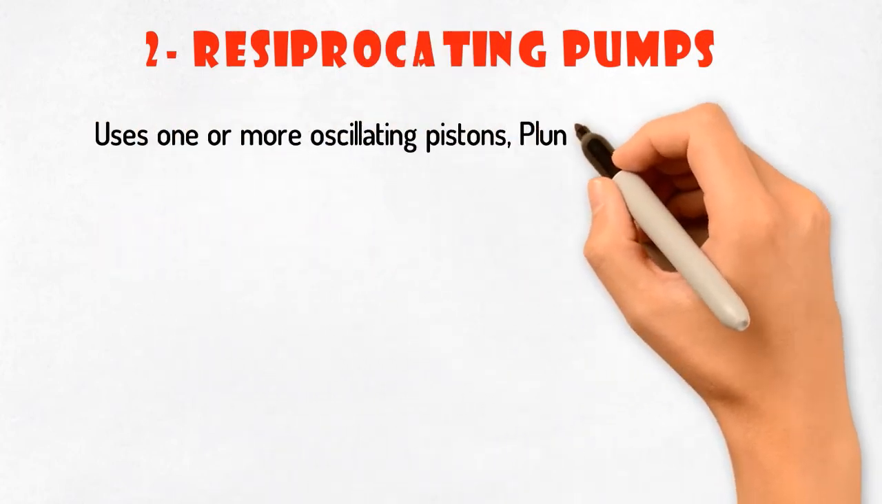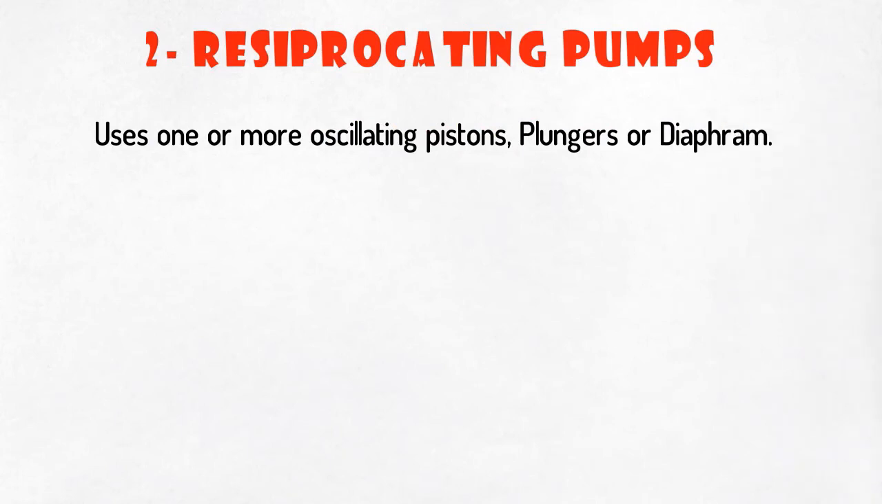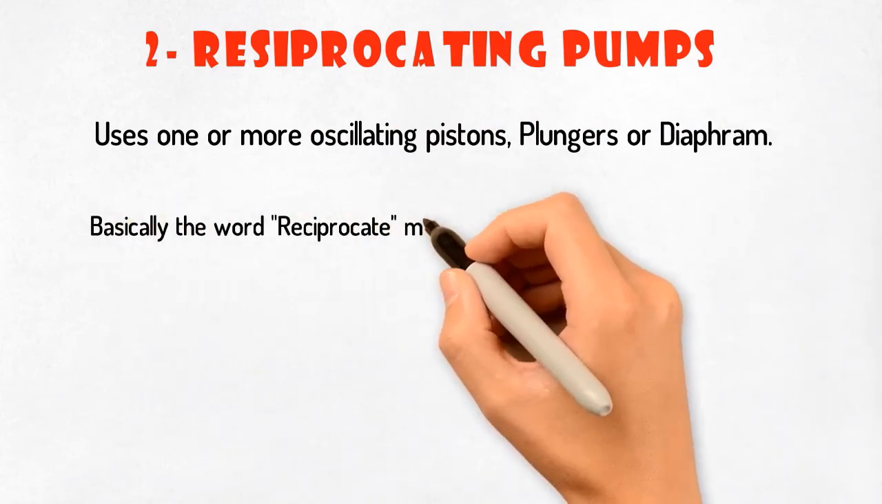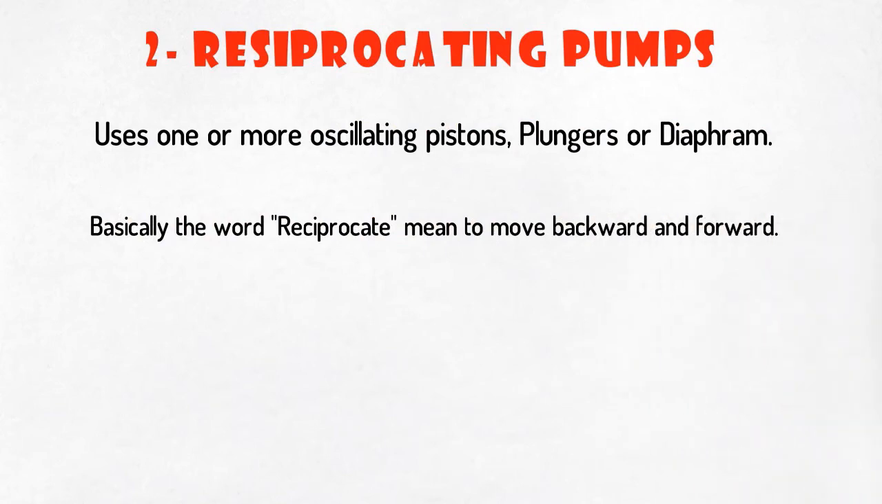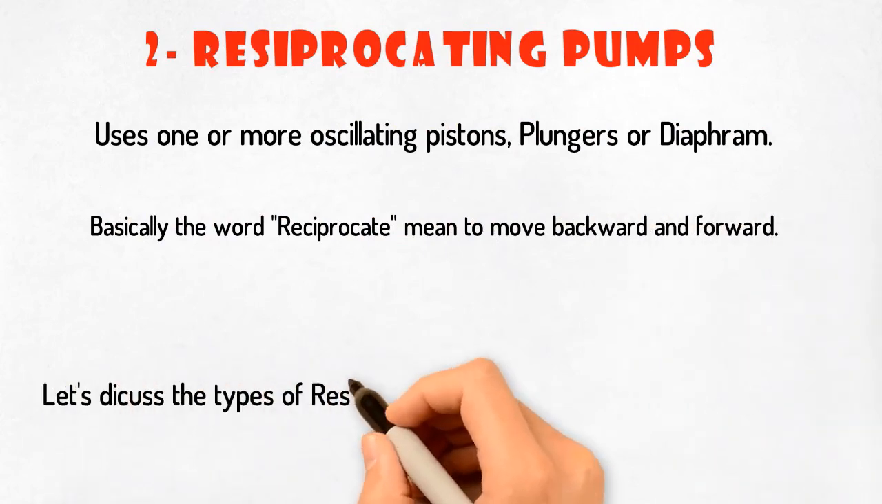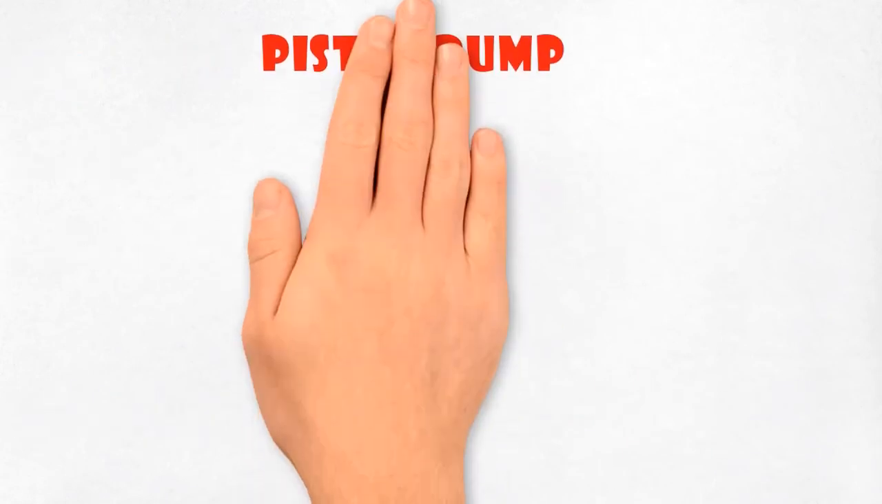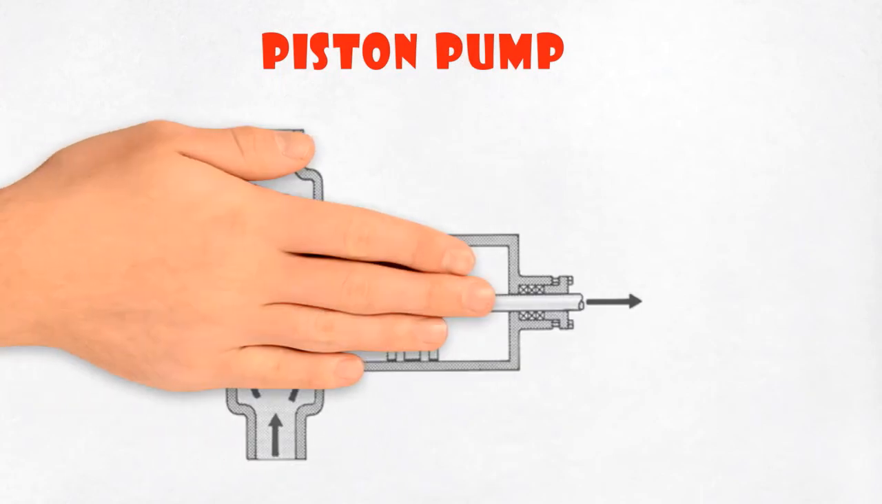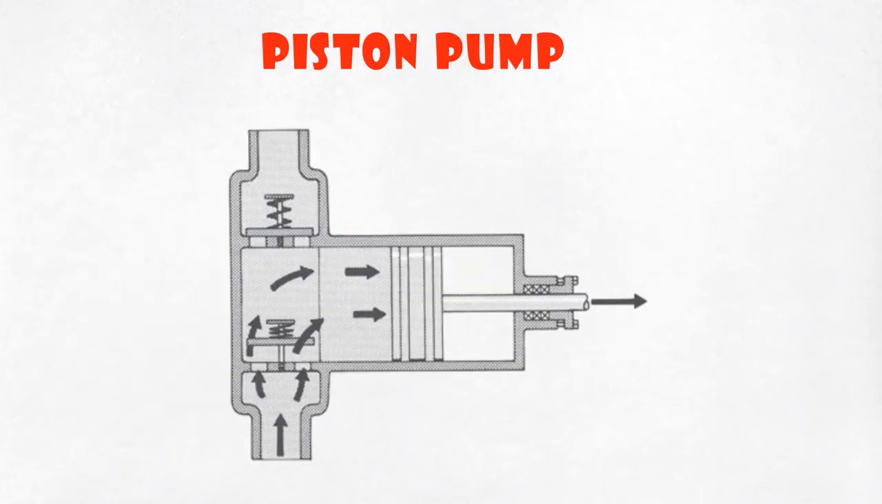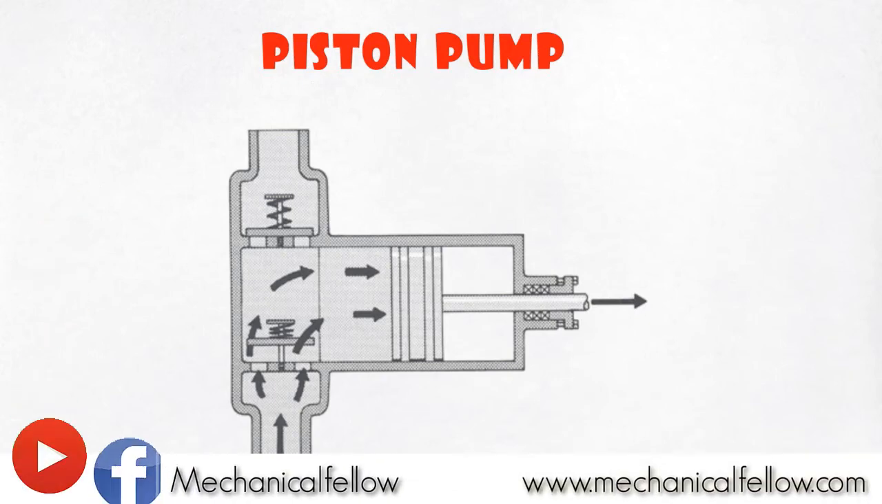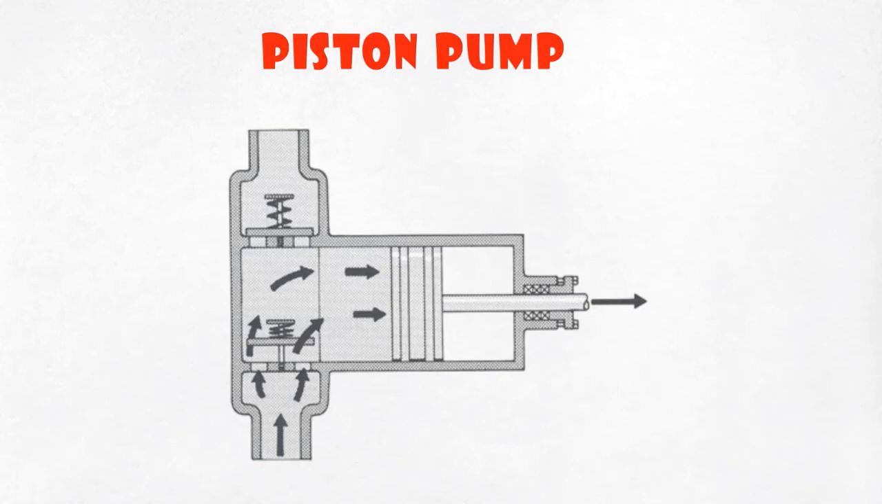Now let's have a look at reciprocating pumps. They use one or more oscillating pistons, plungers, or diaphragms. Reciprocate means to move backward and forward. This one is the piston pump, which is a type of reciprocating pump. In the reciprocating pump, a piston sucks the fluid into a cylinder, then pushes it up.